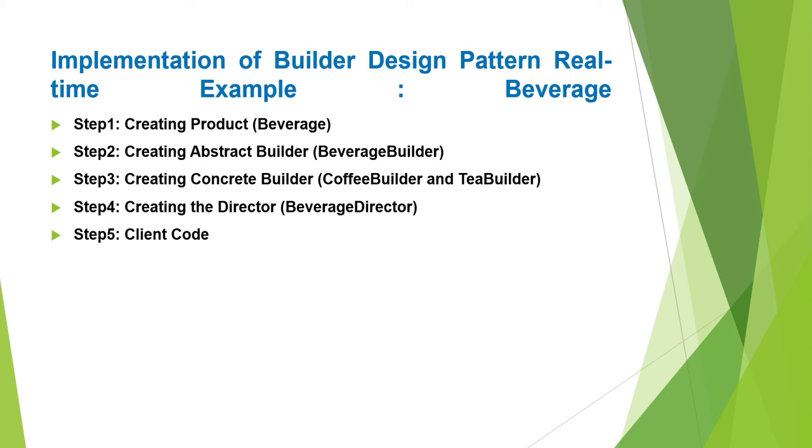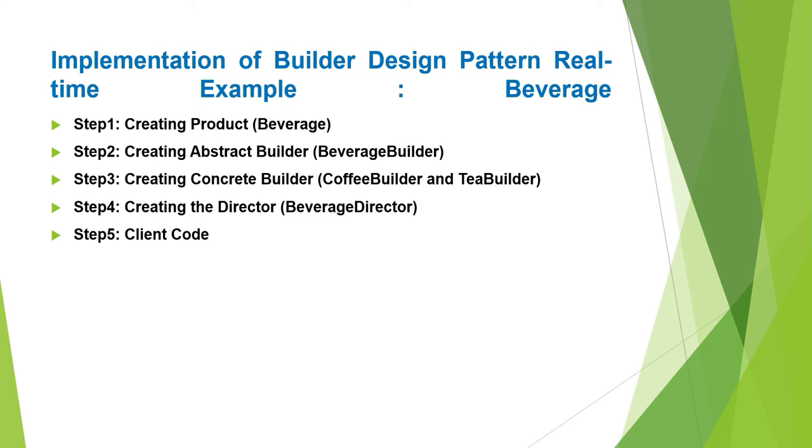To implement this example using builder design pattern, we need to follow 5 steps as follows. Step 1, creating the product, that is beverage. Step 2, creating the abstract builder, that is beverage builder abstract class. Step 3, creating concrete builder, that is coffee builder and tea builder concrete classes, implementing the beverage builder abstract class. Step 4, creating the director, that is beverage director with one generic method to create different types of beverages. Step 5, client code is nothing but the main method of our program class, as we are going to create a console application. So let us implement this example step by step.